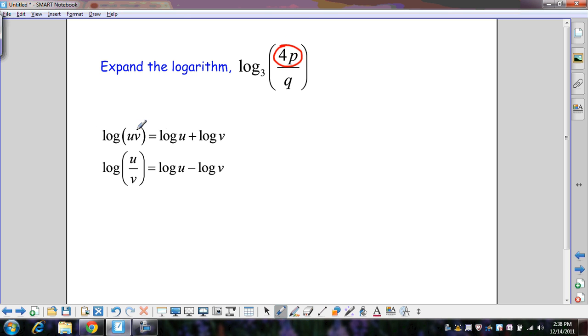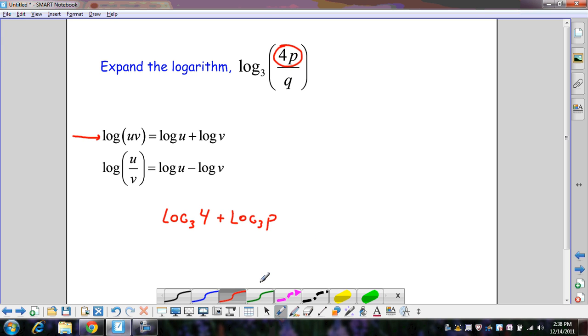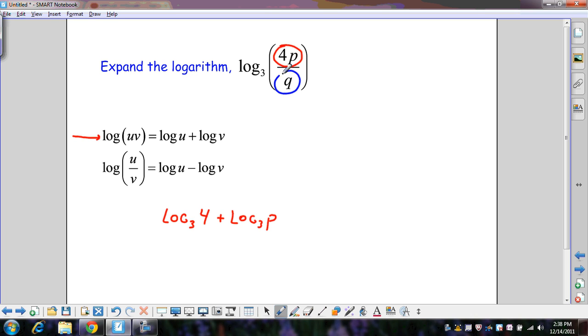As I look at the 4 and the p, I can see that those two things are being multiplied. 4 and p are being multiplied. So by my first property listed here, I'm going to separate that into the sum of two logs. So that's going to give me log base 3 of 4 plus log base 3 of p. So I'm done with the top.